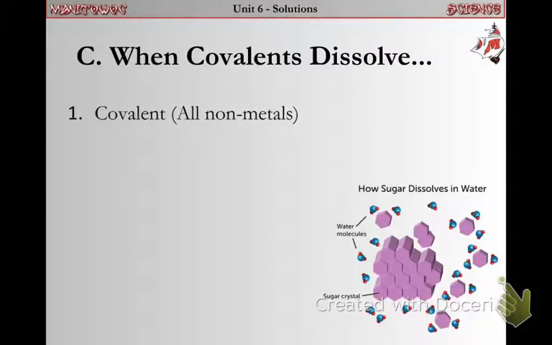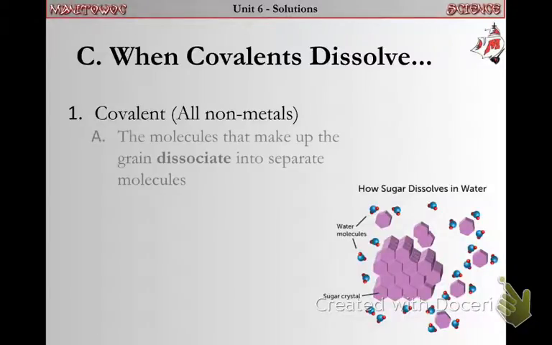So when covalents dissolve, and remember, covalent compounds are all nonmetals. So no sodium or magnesium or iron, no. Covalent compounds have all nonmetals in them. So they dissolve because the molecules that make up the grain, again, if you want to think about this big purple blob in the lower right-hand corner as being a grain of sugar, the molecules that make up the grain dissociate into actual separate molecules. So they don't break apart into individual ions, but instead they break apart into individual molecules.